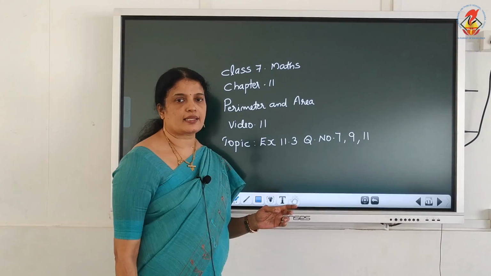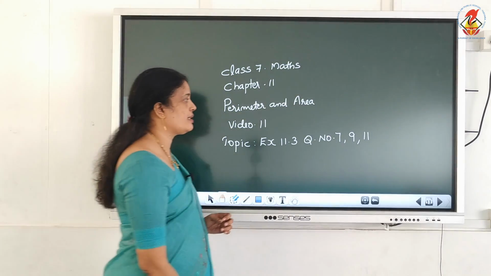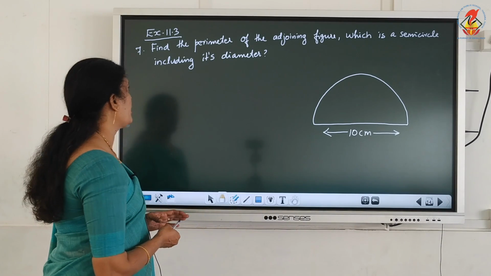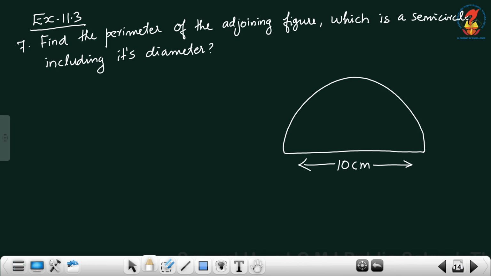Next topic, exercise 11.3, question number 7, 9, 11. Exercise 11.3, question number 7. Find the perimeter of the adjoining figure, which is a semicircle, including its diameter. Okay, we have to calculate the perimeter of this figure, including this diameter.